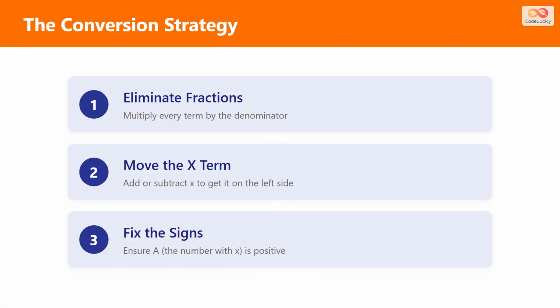To make this conversion, we follow three simple steps. First, if there are any fractions, we eliminate them by multiplying the entire equation by the denominator. Second, we move the x term to the left side so that x and y are together. And third, we ensure the x term is positive. If it is negative, we multiply everything by -1.